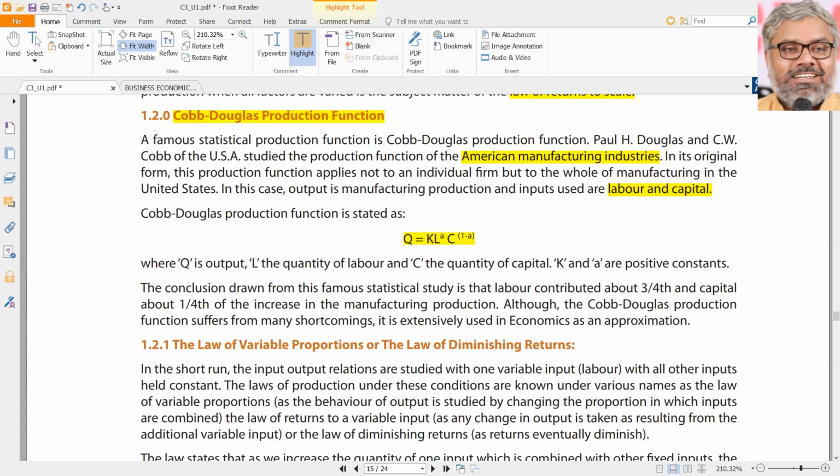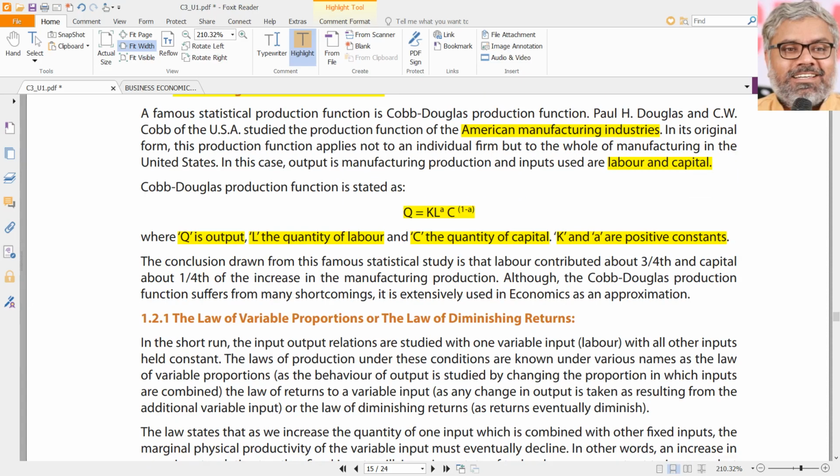The Cobb-Douglas production function is defined as Q is equal to K multiplied by L to the power of A multiplied by C to the power of 1 minus A. And once again, what is Q? That is output. What is L? That is labor. What is C? That is capital. And what is K and A? These two are positive constants. So that's the production function they have come out with.